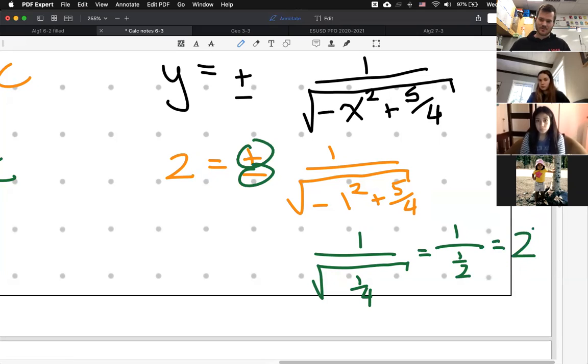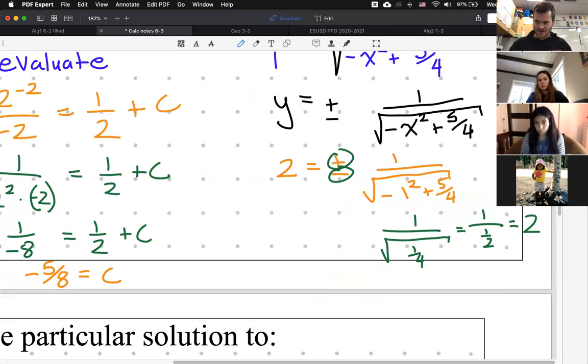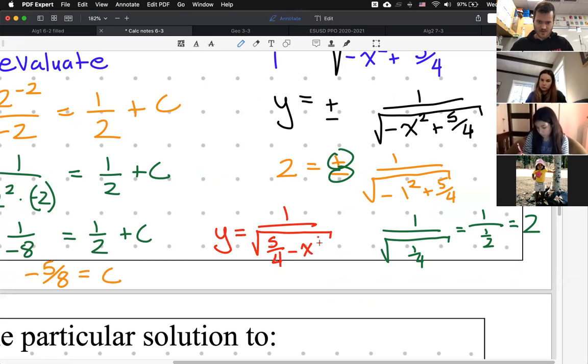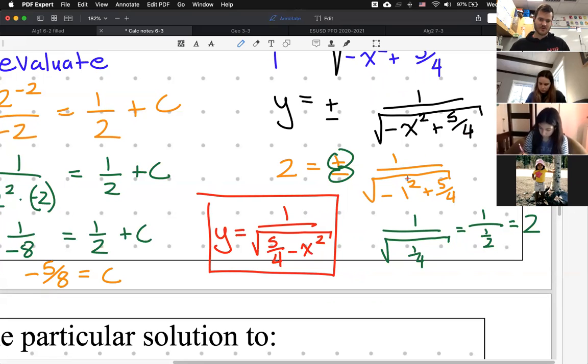Should be a positive, yeah, because we got a positive 2 here. Well, I should say that 2 doesn't matter. This was a positive 2 over on the left-hand side. If this was a negative 2, then we would have chosen the negative. So we'll choose the positive. And finally, we'll write our final answer of y is equal to a positive, so I just leave it blank, 1 over this square root of, and I can switch this around and be fancy about it, 5/4 minus x squared. And I can box it. I could have just rewritten negative x squared plus 5/4, but I think that looks cooler.